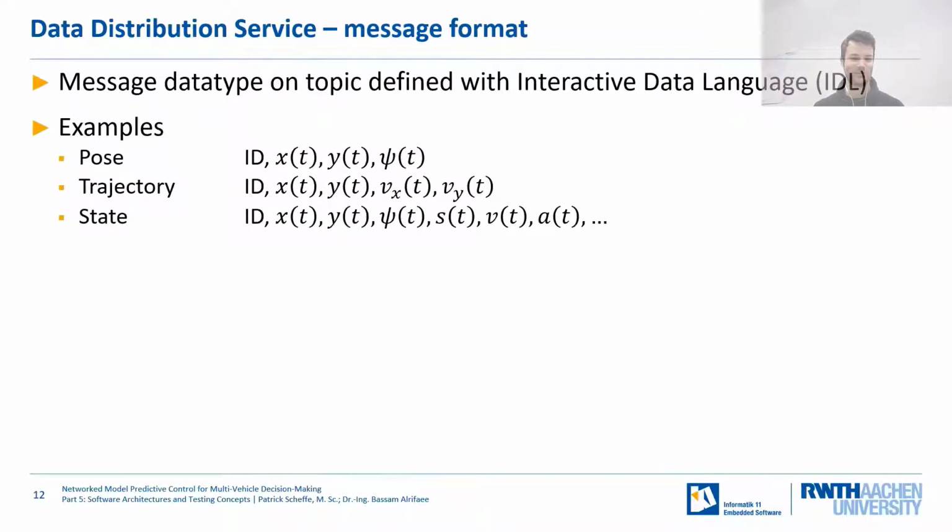Just an example for how such an IDL file might look like. You just define basically the data you would send. So, for example, if you were to send a pose, then you would have an integer which specifies the vehicle's ID, and you would have doubles or something like that for your position in X and Y direction and your orientation. The same works for the trajectory. So additionally, you would have an ID, and then you would have trajectory points, for example, specified as positions and speeds or velocities.